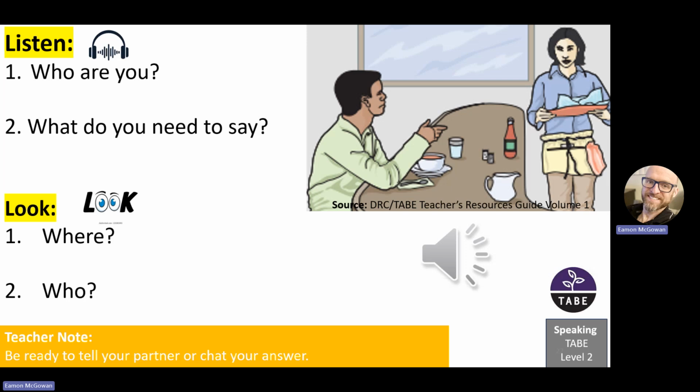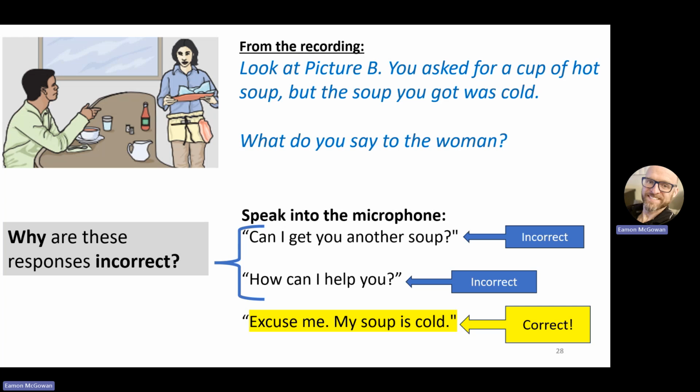And you can tell your students to be ready to tell their partner what they would say or put their answer in the chat if you're teaching an online class and don't have time for breakout rooms at that moment. But then after we share some ideas, some sentences from the students, I would show them some common answers that our students give. For example, what do you say to the woman?